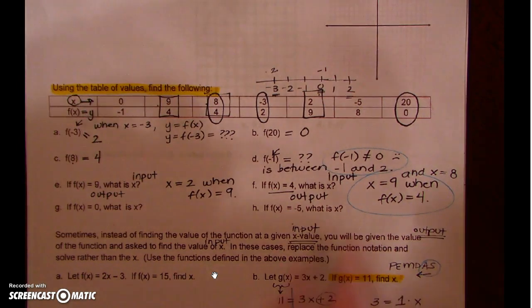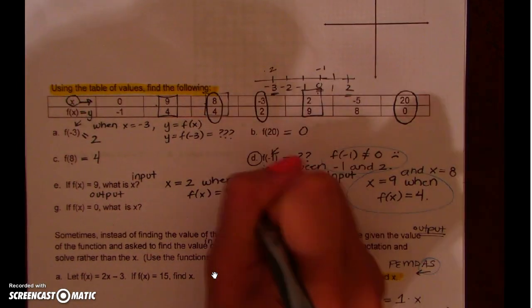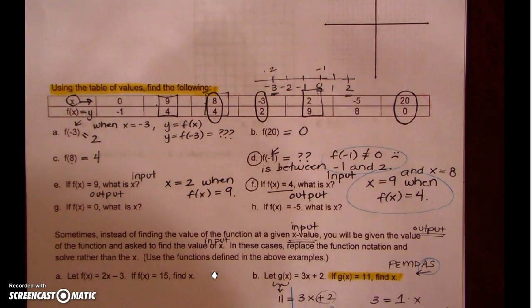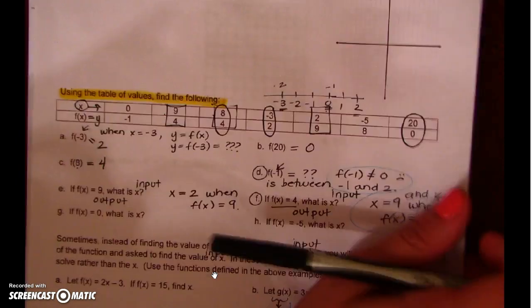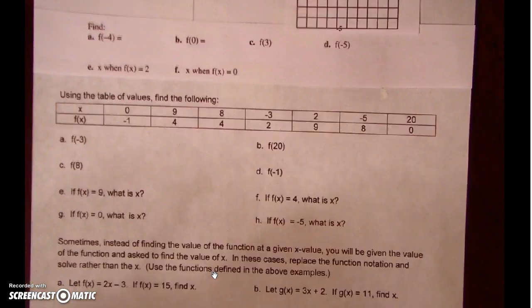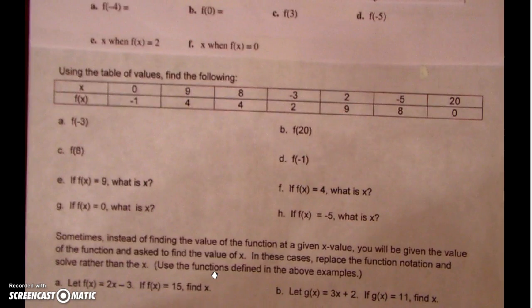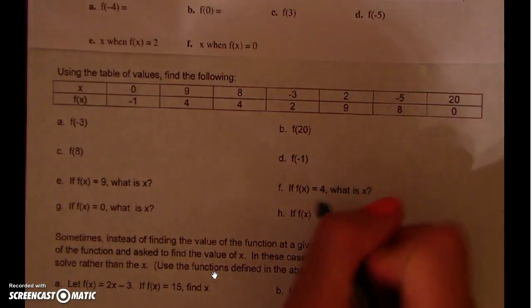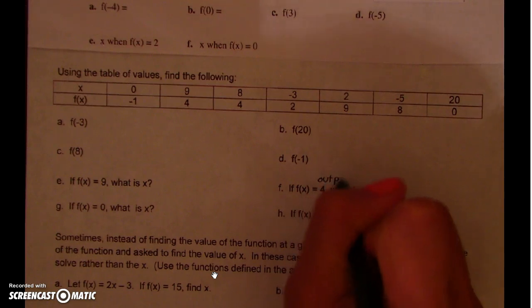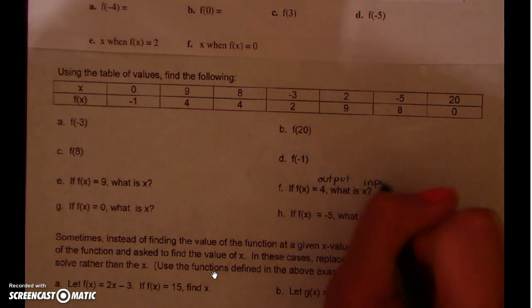But we're going to go over letter D, letter F again, because I think I cut off on letter F in part 1 of this video. So I took out a blank sheet. This one looks more like yours. And I'm going to go over letter F and letter H. So it says if f of x is equal to 4, what is x? So if my output is 4, what is my input?